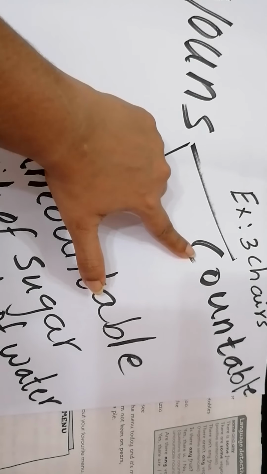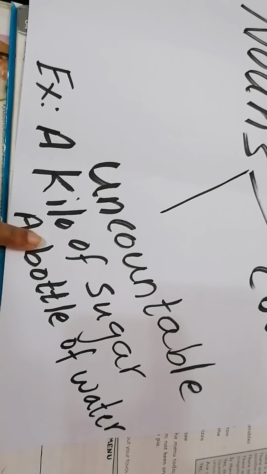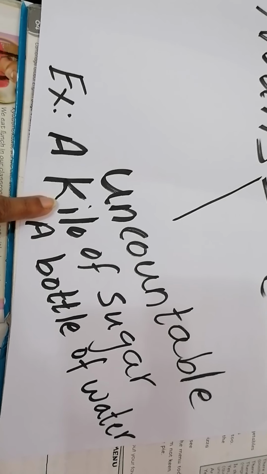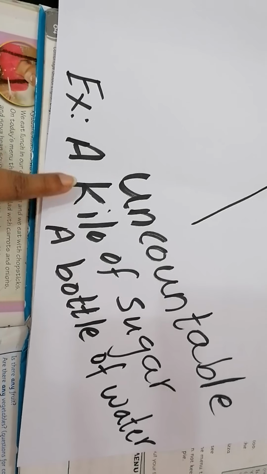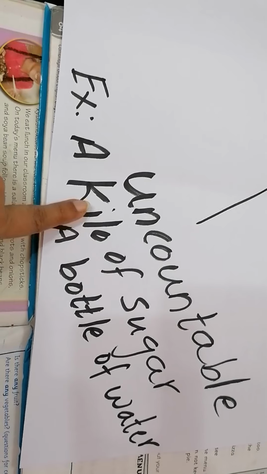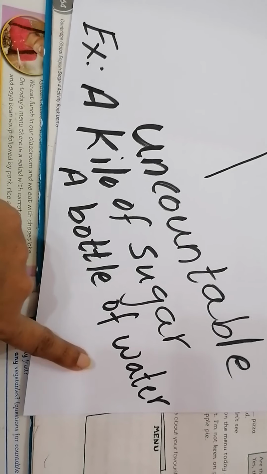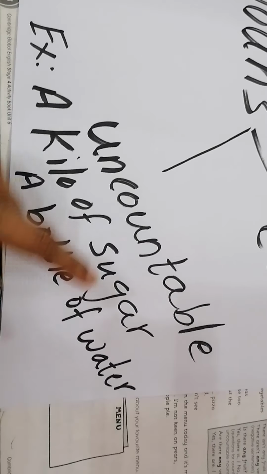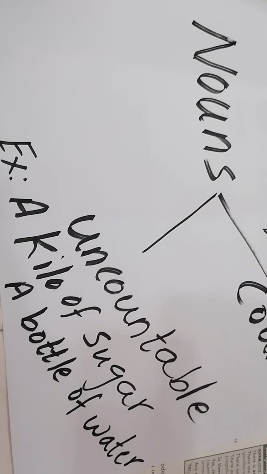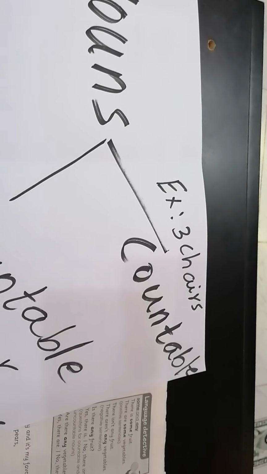Those are countable nouns. Then uncountable. Uncountable means these are the nouns that can't be counted in numbers. They can be said in a quantity. Means sugar. We cannot count sugar. We can say a kilo of sugar. We cannot count sugar in numbers. Then another example, a bottle of water. We cannot count water. We can say in a quantity, a bottle of water. Another example is a tub of ice cream, a packet of chips, like that. So countable and uncountable.